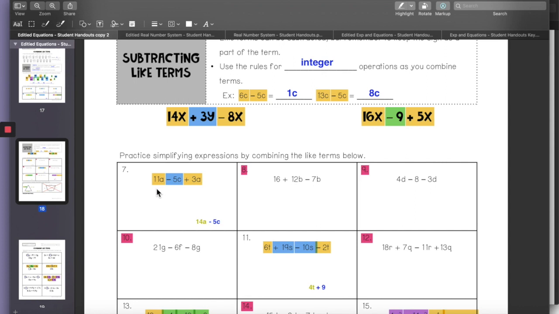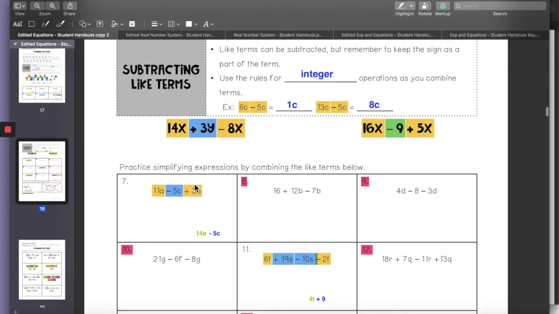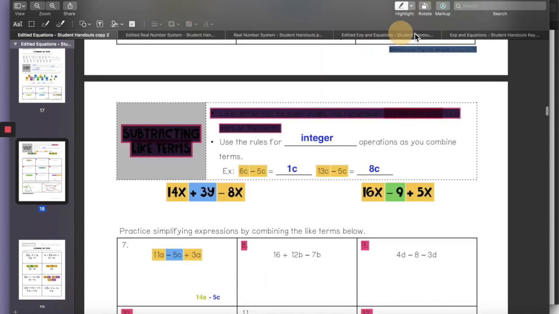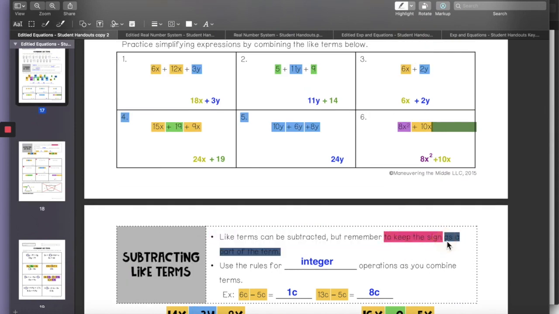So for number 7, we have 11a, and you could say minus 5c plus 3a. But when we're combining like terms, we want to use the sign. When they say keep the sign, they're talking about whether it's positive or negative, because it's going to be part of the term. So the sign tells us whether the term is positive or negative.